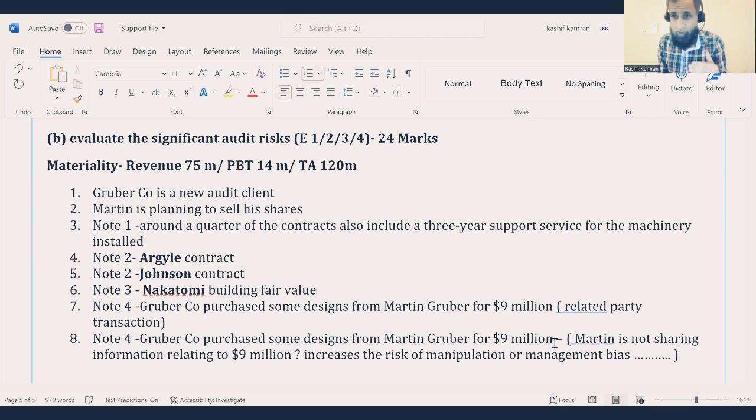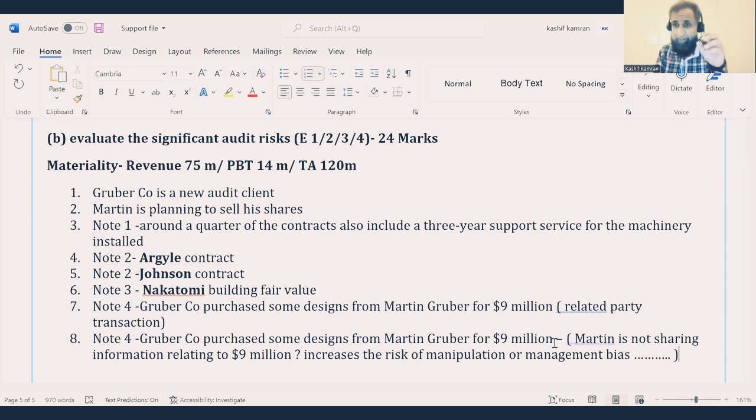Martin is not sharing information with the audit team, and that attitude is very risky because it seems that Martin is trying to conceal information from the auditor, and behind the concealment, Martin is trying to manipulate the financial statement because eventually Martin has to sell shares. I think selling the share is a central idea of the whole question, right? Selling the share is dominating every point in this case study, and that's extremely important.